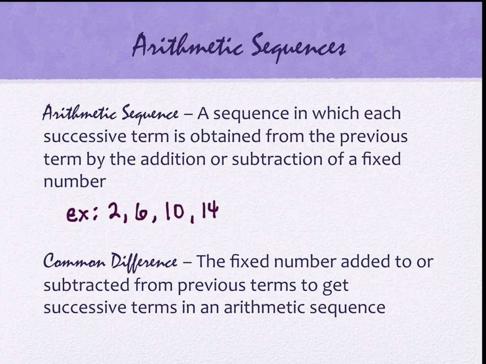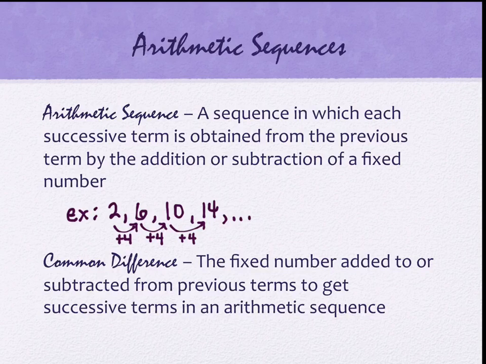This would be an arithmetic sequence. Because what would I be adding to get to each of the next terms from the term before? 4. And because it's the same thing I would be adding, that makes this arithmetic. And that number that I added actually has a name. It's called the common difference.